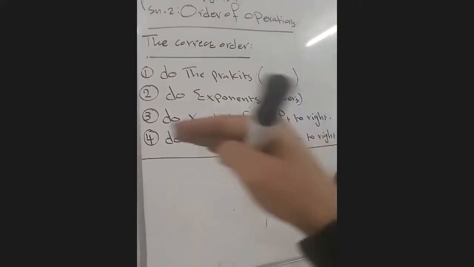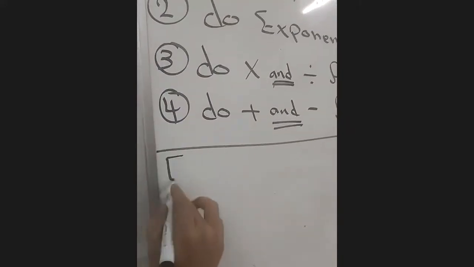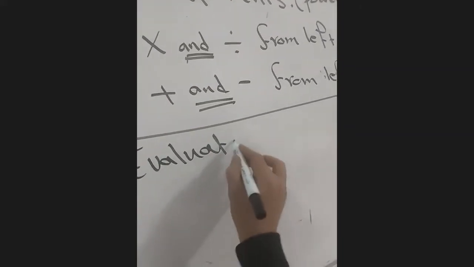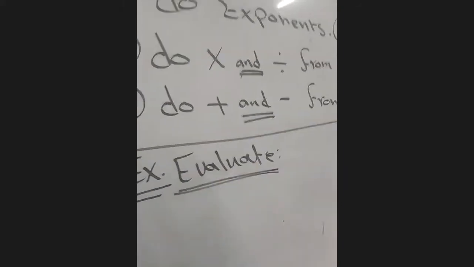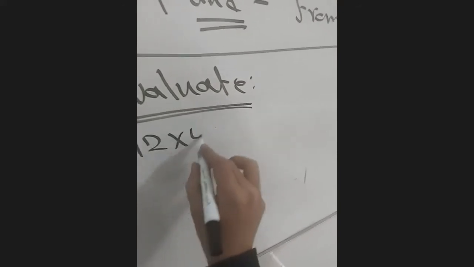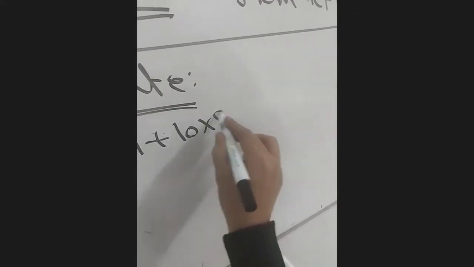Now, let's take an example of how we apply this order. Evaluate. The word evaluate means to calculate and find the answer. For example, I will take 12 multiply 4 plus 10 multiply 8.